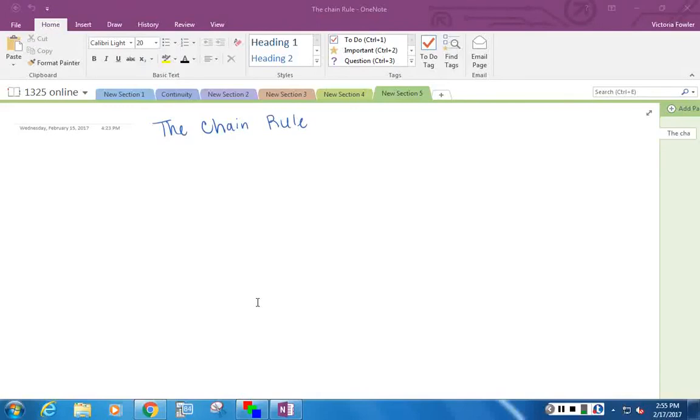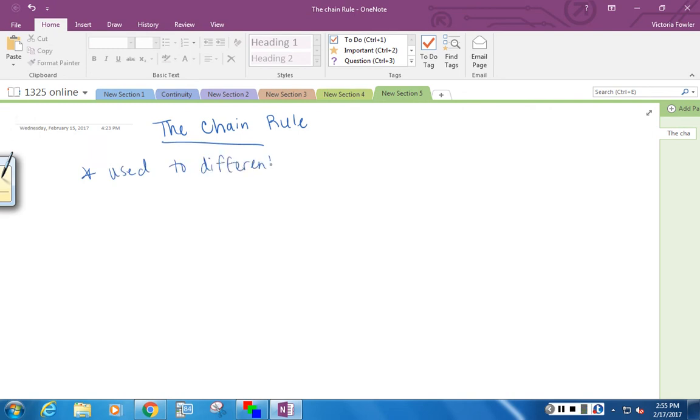Okay, in this discussion, we're going to talk about the chain rule. In order to talk about the chain rule, we have to know what a composite function is. So let me make a note here that the chain rule is going to be used to differentiate composite functions. Okay, we are going to use the chain rule to differentiate composite functions. All right, what is a composite function?